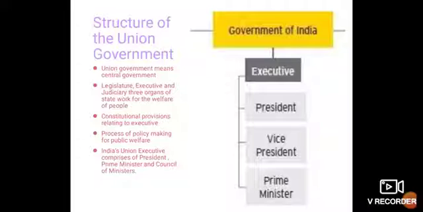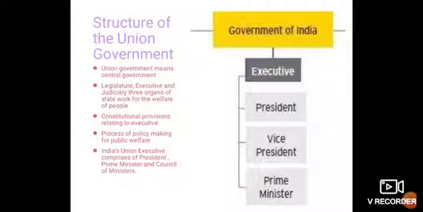You know that the legislature, executive, and judiciary are the three important organs of the state, and they work for the welfare of people. In a parliamentary system, the executive is a part of the legislature and is responsible to the legislature. Yes, my dear students. So, all of us know there are three important organs: legislature, executive, and judiciary. These are the three organs of the state, and they work. Why do they work? For the welfare and betterment of citizens, people.